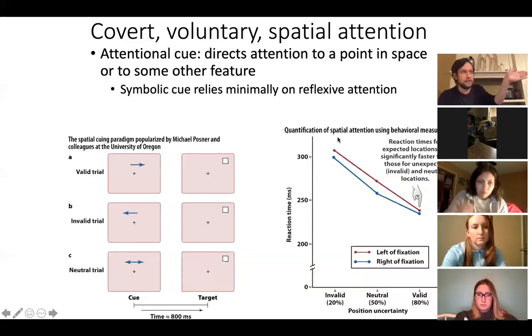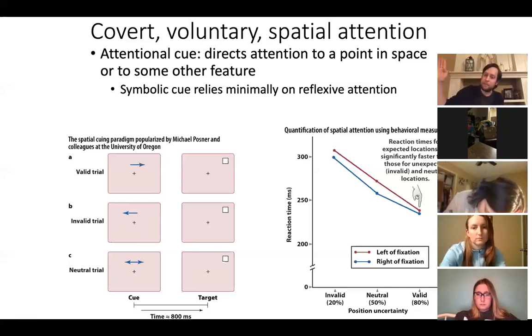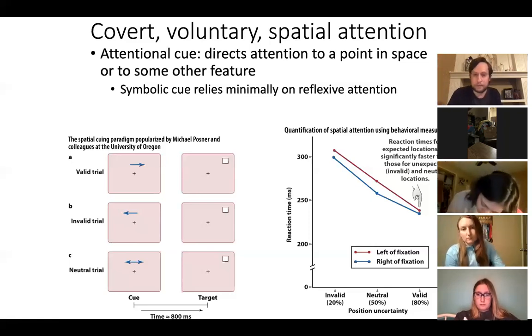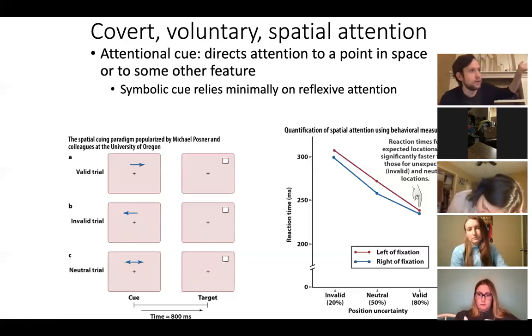If the arrow, the attentional cue, tells you to point over here, but then the thing that you're processing right afterward occurs over here, you're slow to do that, which makes sense because you're paying attention to one side of the world, but the thing that you're supposed to be evaluating is occurring on a different side of the world. So naturally, you would be slowest in the invalid trials.